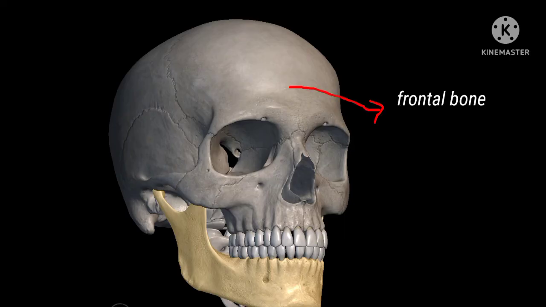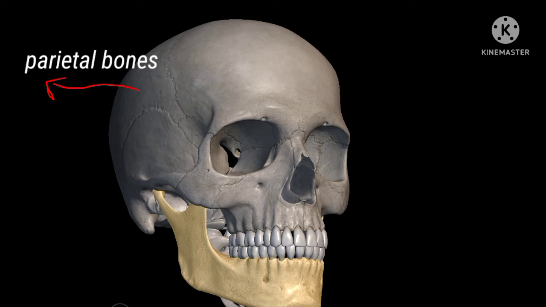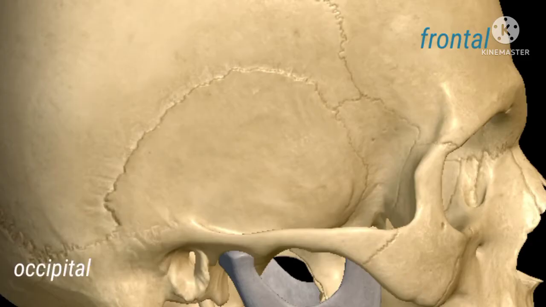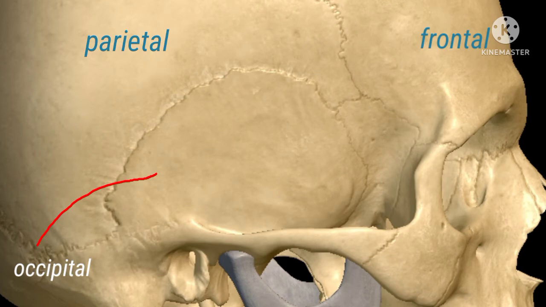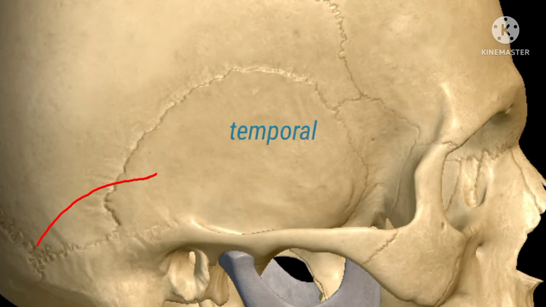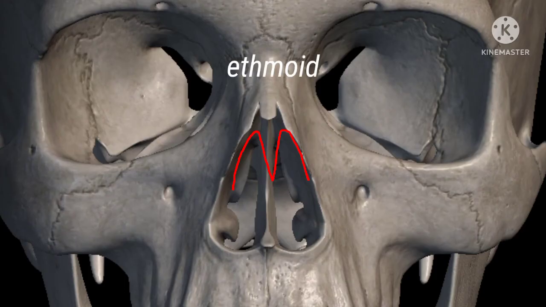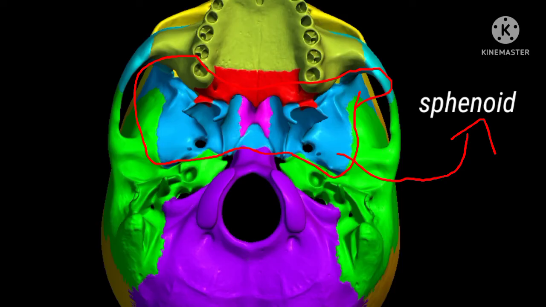You can see the frontal bone on the front of the skull, the parietal bone on the roof of the skull, then the occipital bone on the back, lower portion of the skull, and the temporal bone on the sides of the skull. The ethmoid bone is located inside the nasal cavity, and the sphenoid bone is in the inferior part of the skull, appearing in the shape of a butterfly. The red marked portion you can see as the wings of the butterfly. This is the sphenoid bone.